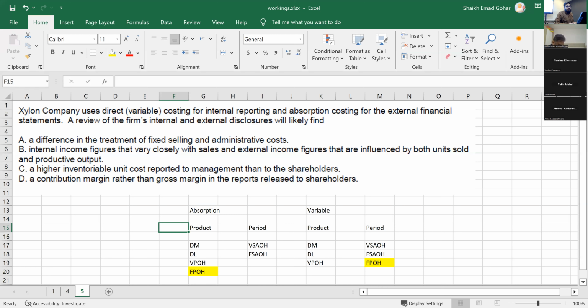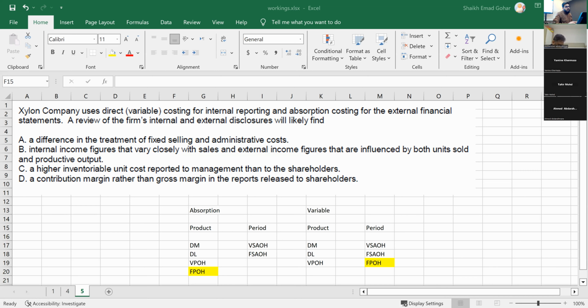Only one method takes selling and admin cost as part of the product cost. Which is that method? Life cycle costing. If you remember, in life cycle costing everything is product cost, starting from upstream, production, downstream. Remember, after sales service, warranty, research and development, everything we take as part of the product cost. Right or not? Anyway, so A is not the answer here.